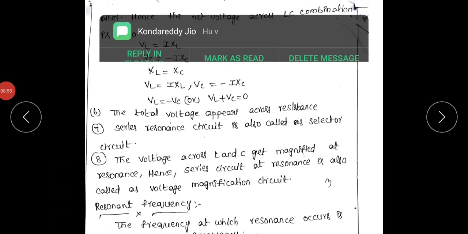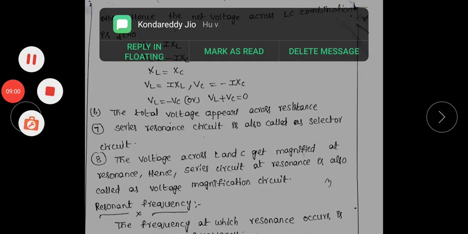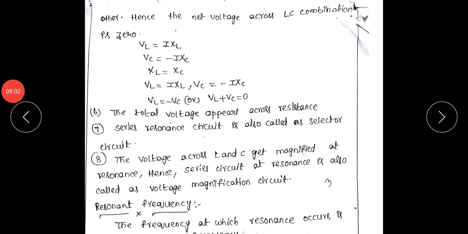Inductor voltage VL equals I into XL, capacitor voltage VC equals minus I into XC. At resonance condition XL equals XC, so these two voltages are equal and opposite. So the total applied voltage at resonance condition is applied across the resistor.